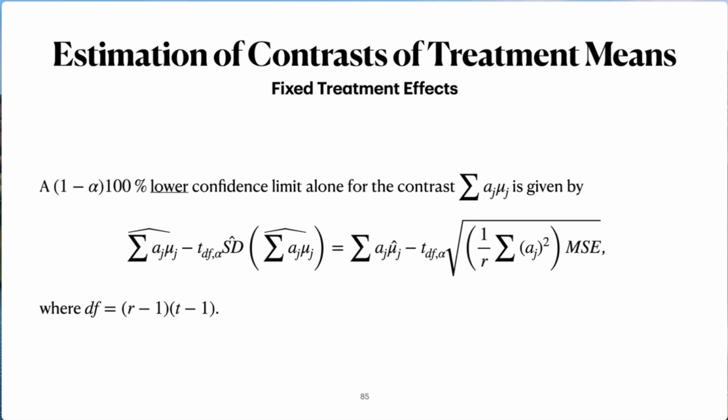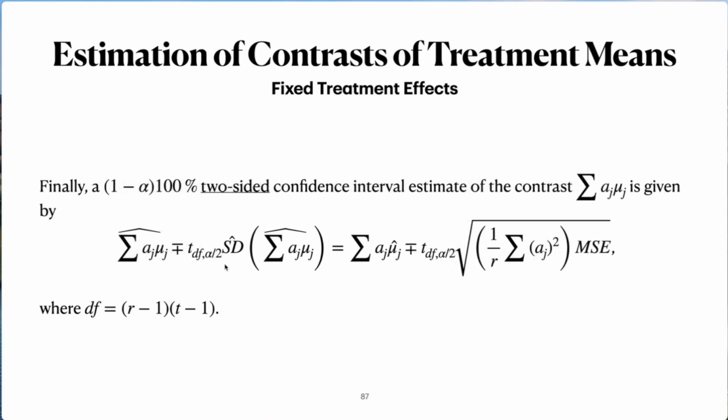If what we wanted was an upper confidence limit, then all we would do is add that margin of error instead of subtracting it. That's the only difference between the last slide and this slide. Notice that in both of those situations, for a lower confidence limit alone or an upper confidence limit alone, we don't divide alpha by 2.